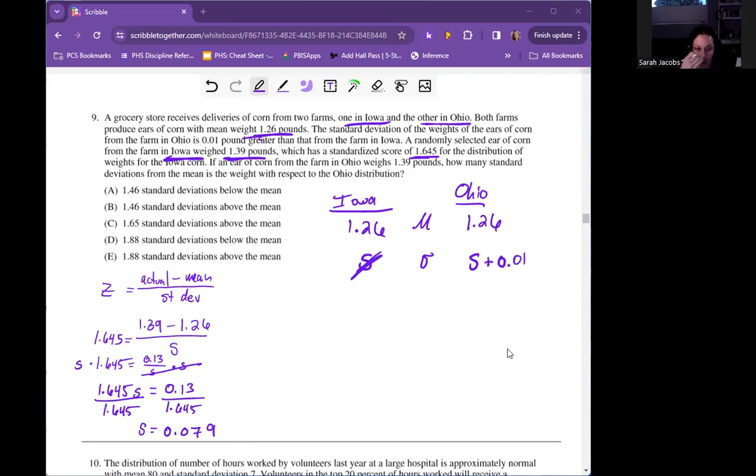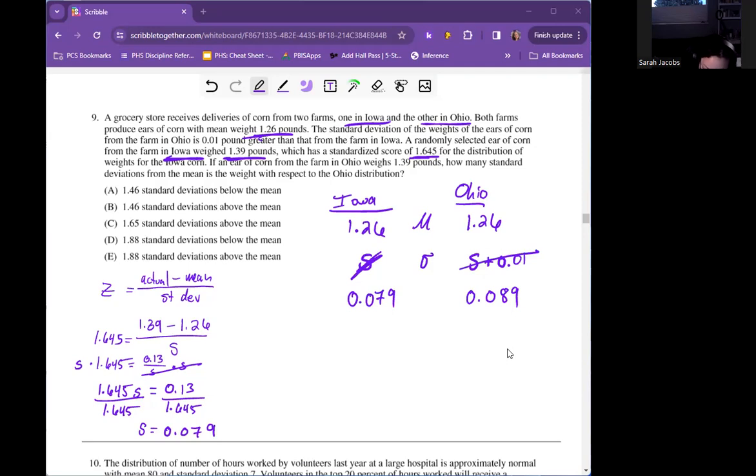Okay. So now I'm going to change that. And you don't have an iPad when you're doing this, so I'll treat this like it's a pencil. So I now know that the standard deviation for Iowa is 0.079. And Ohio's standard deviation is 0.01 pounds greater. So I'm going to add 0.01 to that number. And I get 0.089. Okay.